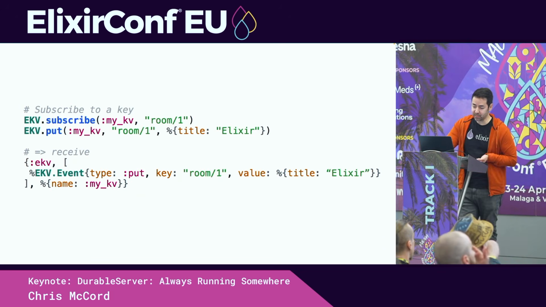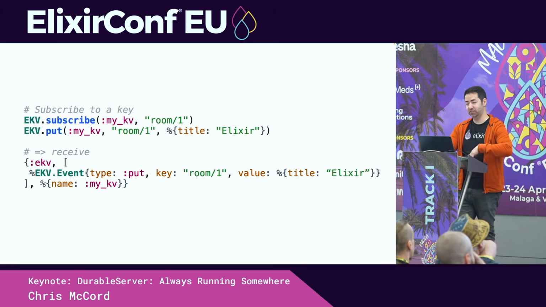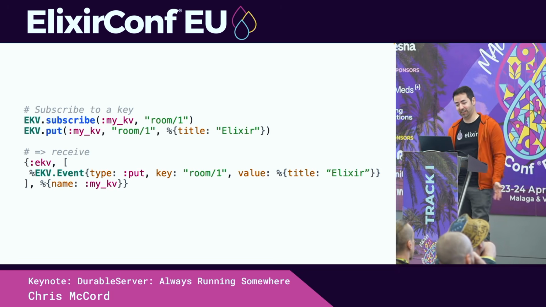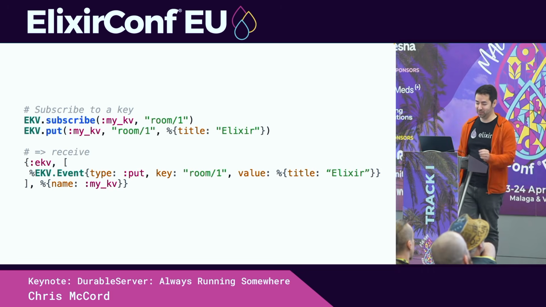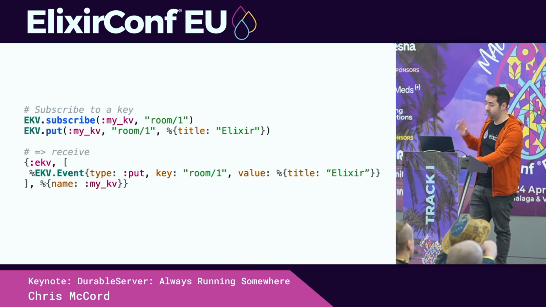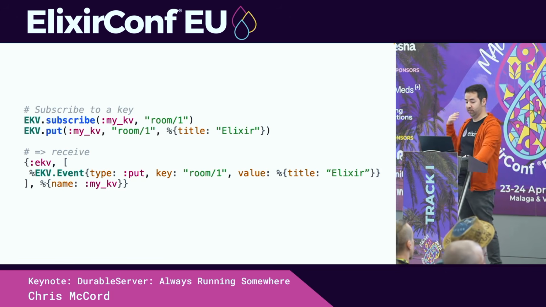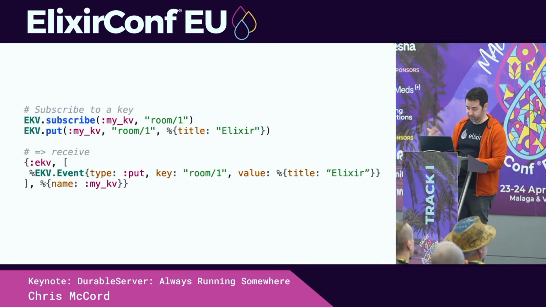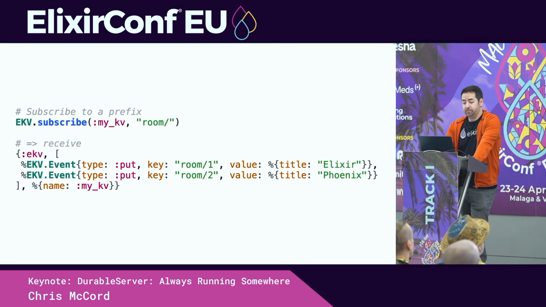And EKV also had subscriptions. Every library I write in Elixir has to have real-time notifications, because of course. You can subscribe to a key space in EKV, and anytime someone writes to that room or any room, you can get events from EKV about the key being put or deleted. And again, here's a subscribe on an entire key space. We were using this kind of thing heavily in Sprites outside of DurableServer.